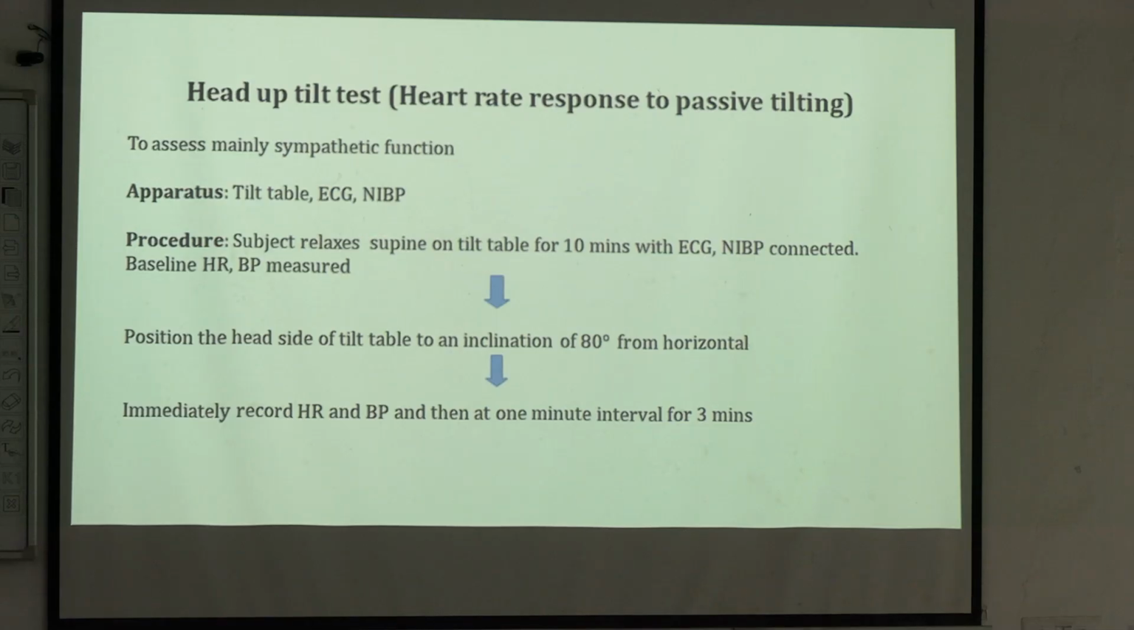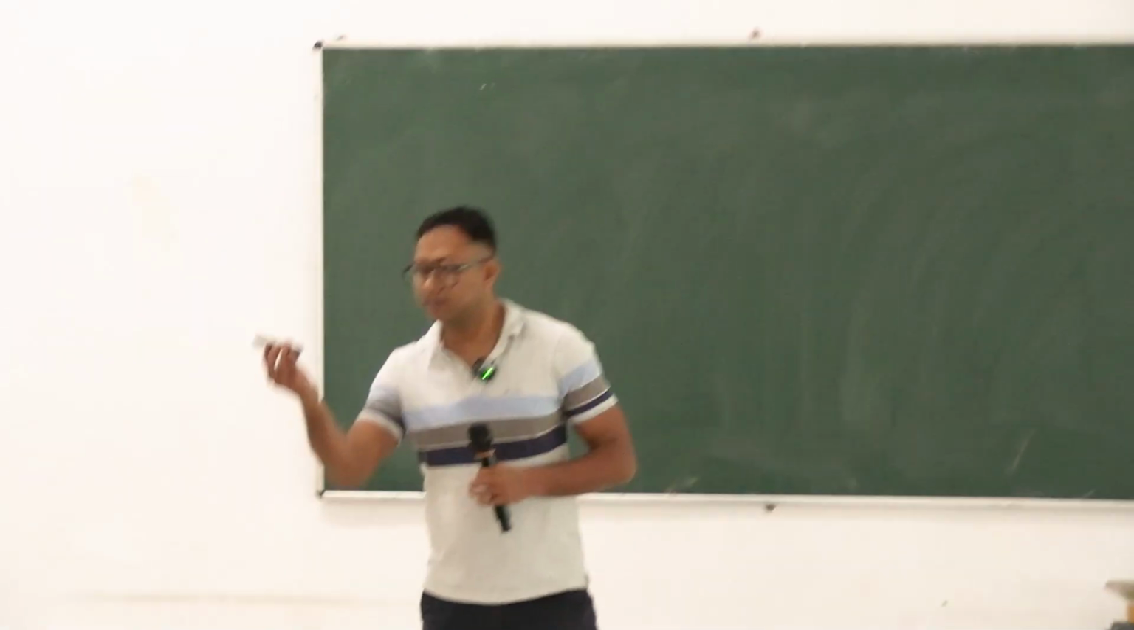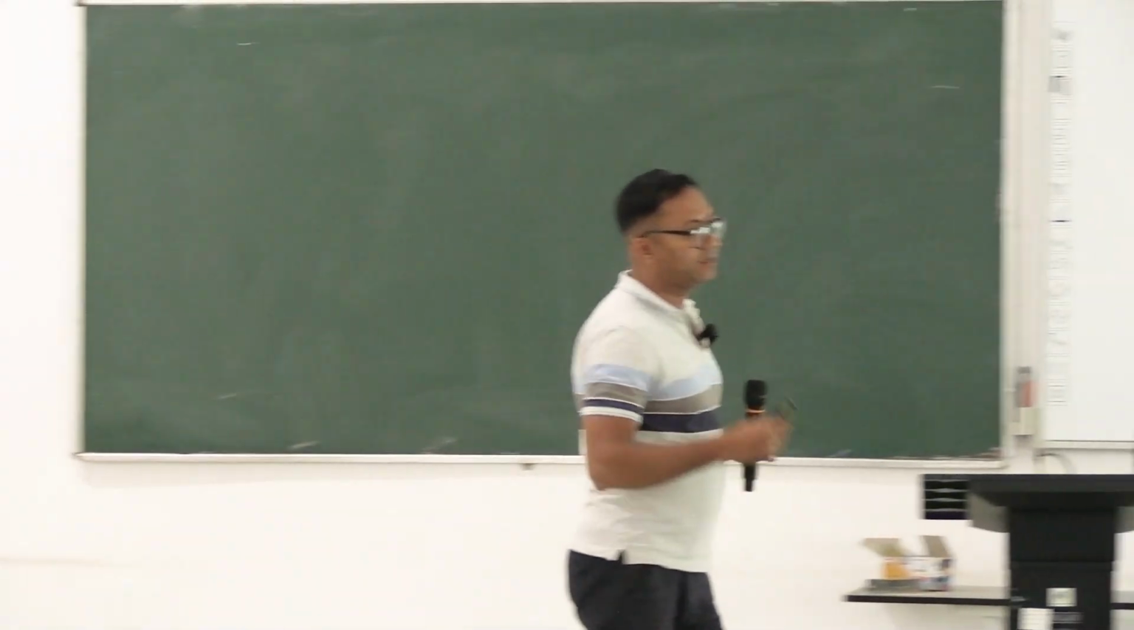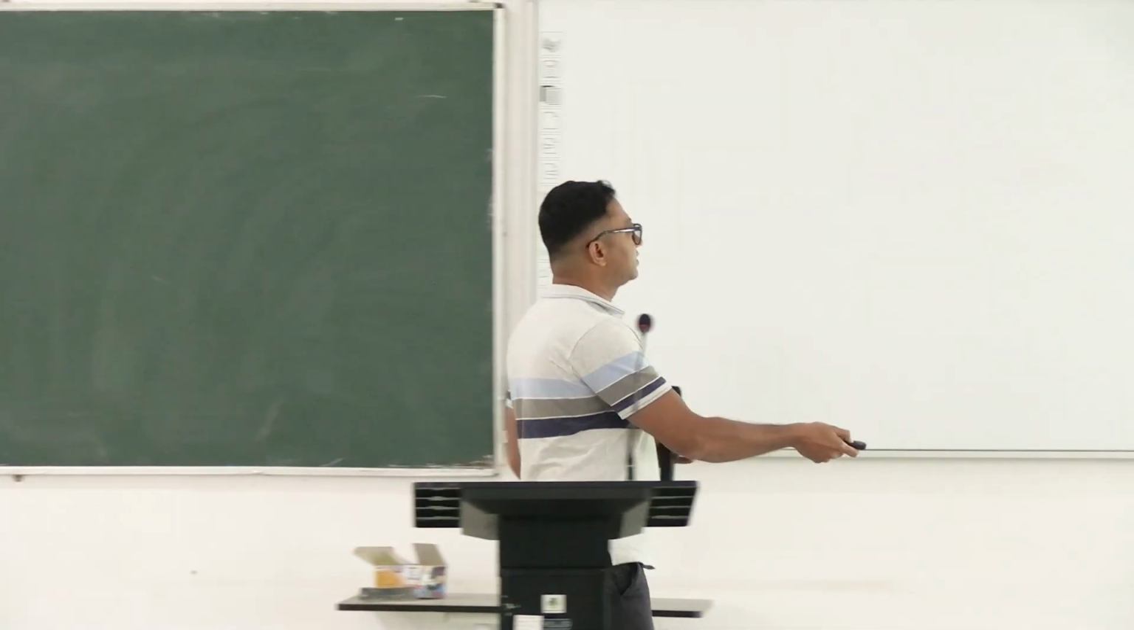The subject relaxes in the supine position for 10 minutes, ECG and blood pressure being recorded, baseline heart rate and blood pressure recorded. Now, the head side of the tilt table is inclined at an angle of 80 degree from the horizontal. Again immediately record heart rate and blood pressure and at 1 minute interval for a period of 3 minutes. So, first basal heart rate and blood pressure measured, then tilt the patient to an 80 degree angle, again measure heart rate and blood pressure every 1 minute for a period of 3 minutes.